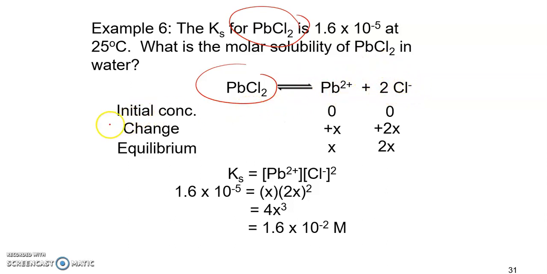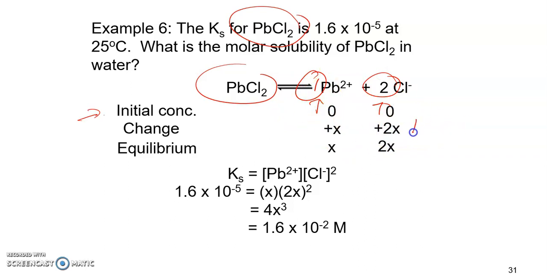Then we determine the initial concentration. Because PbCl2 is solid, we can ignore it. The ionic compounds Pb2+ and 2Cl- have an initial concentration of 0. For each PbCl2 that dissociates, the concentration increases by a factor of 1 for Pb2+ and a factor of 2 for Cl-. So at equilibrium it will reach S and 2S. This is how we write this information.